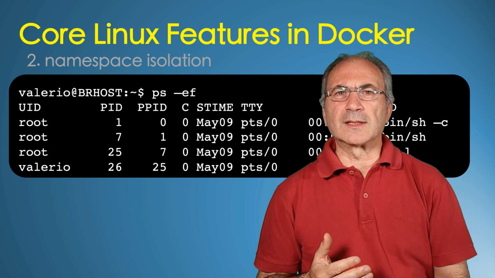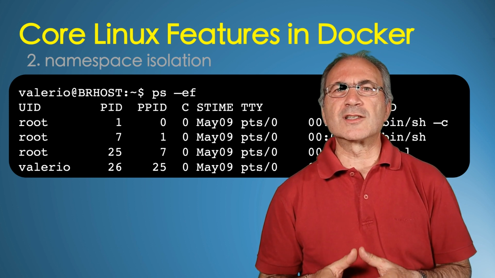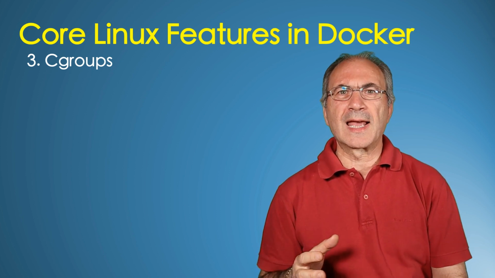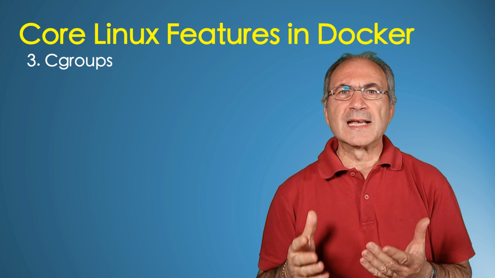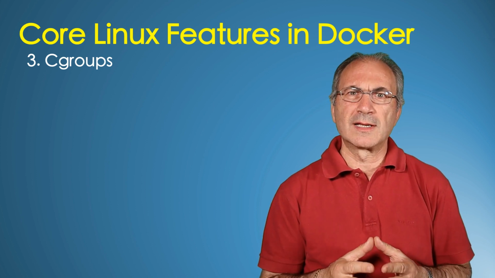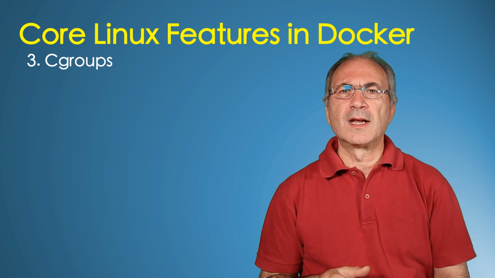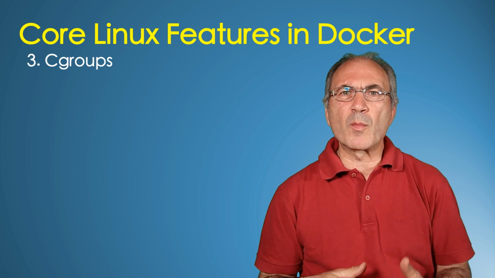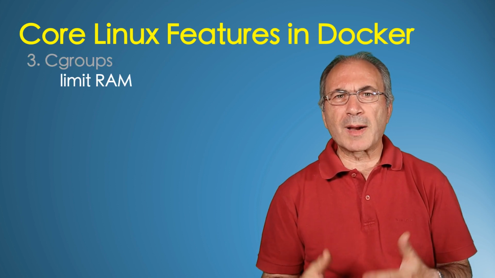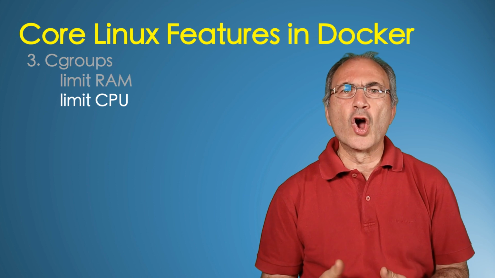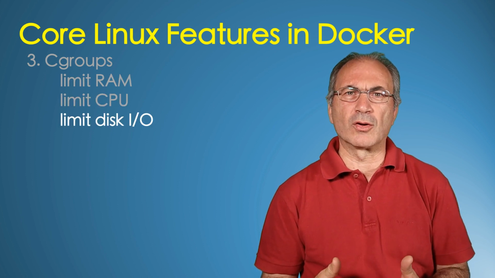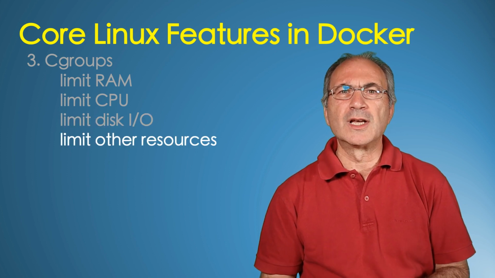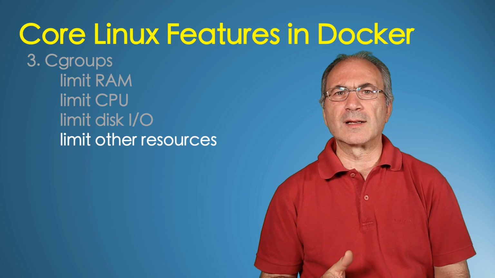The third important Linux feature used by Docker is the so-called cgroups. That is the possibility to group processes and assign to these groups the maximum amount of resources that they can use. For example, we can assign to a group of processes the maximum amount of RAM they can use, or the maximum percentage of CPU, or the maximum disk bandwidth, and so on. Using cgroups, it is possible to limit the maximum amount of resources a Docker container can use.